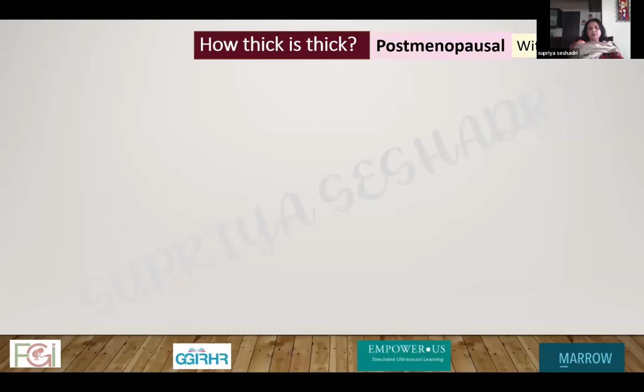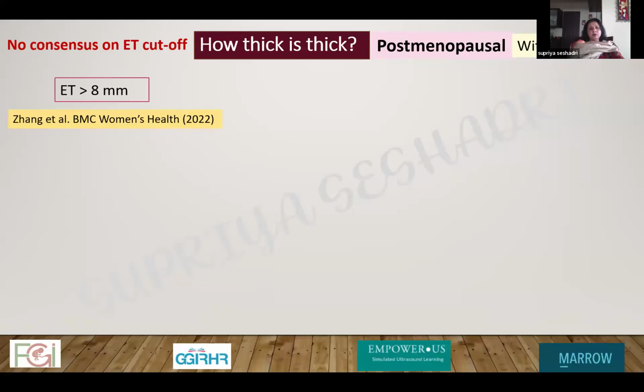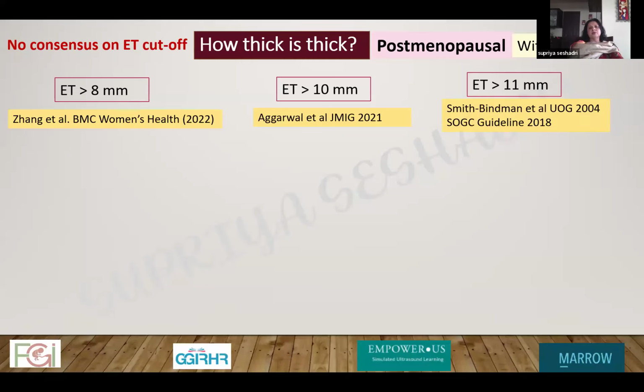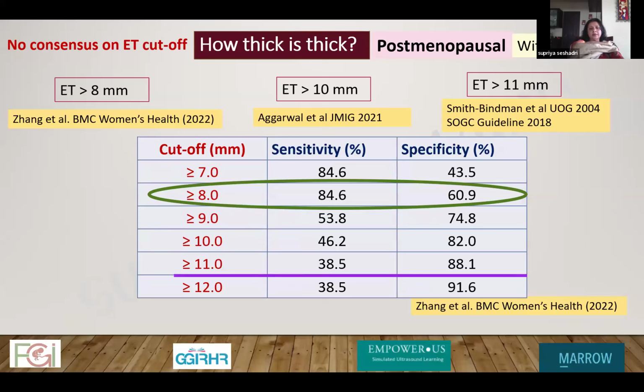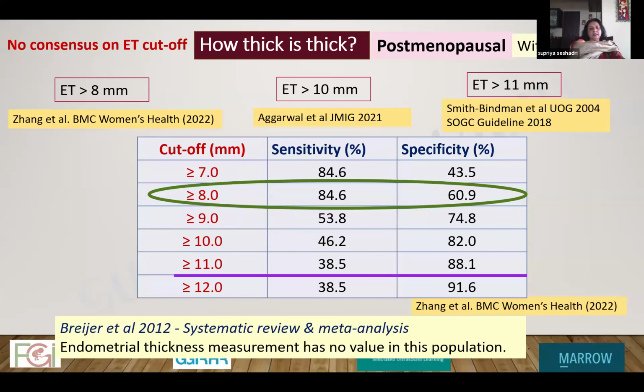Now, what about the postmenopausal group without bleeding? Again, there is no consensus on the thickness cutoff. Some authors use more than 8 millimeters, some use more than 10 millimeters, and some use more than 11 millimeters. Now, this is a chart showing the sensitivity and specificity of the various cutoffs. And as we can see, 8 millimeters has good sensitivity and specificity, and therefore that is, again, traditionally used. But 11 millimeters is what is popular in the Western world.